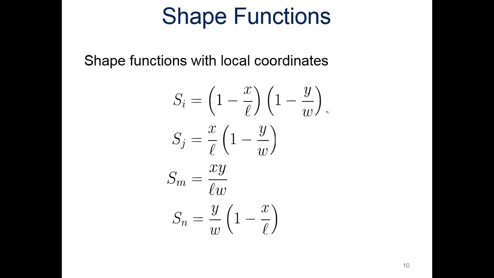All right, the shape functions for nodes i, j, m, and n, based on local coordinates of lowercase x and y. And that's, again, all the stuff we've done before with 1D. Here's how it looks when we do it with 2D.